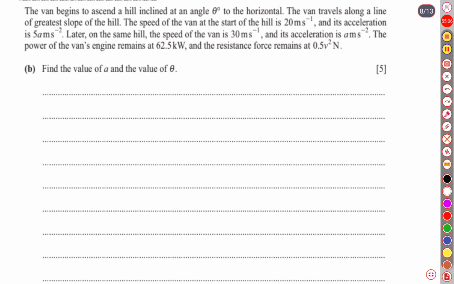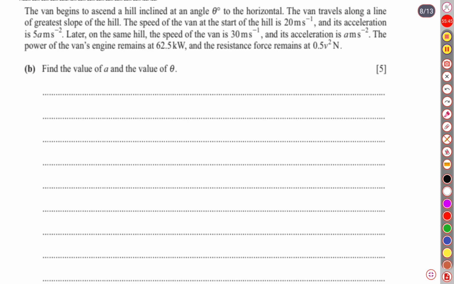For B, the system is in a different state. The van begins to ascend a hill inclined at an angle theta degree to the horizontal. The van travels along a line of greatest slope of the hill. The speed of the van at the start of the hill is 20 meter per second and its acceleration is 5 meter per second square. Later, on the same hill, the speed of the van is 30 meter per second and its acceleration is a meter per second square. The power of the van's engine remains at 62.5 kilowatt and the resistance force remains at 0.5 v square newton.